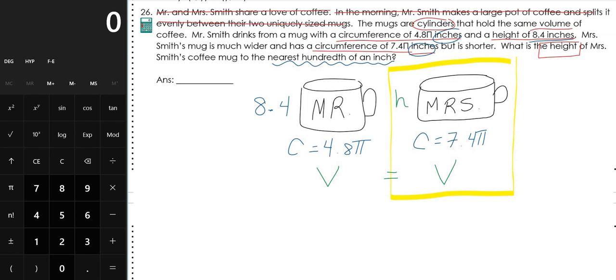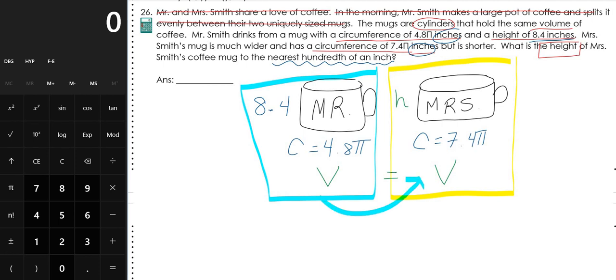So what you're going to have to do is start looking at Mr. Smith's mug and thinking about, well, can I get the volume of Mr. Smith's mug? And then I'll end up having the volume of Mrs. Smith's mug. Okay, so let's focus on volume for right now.